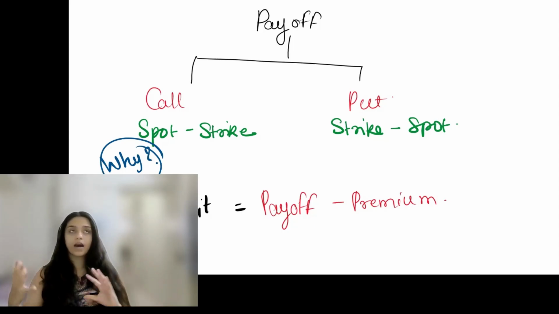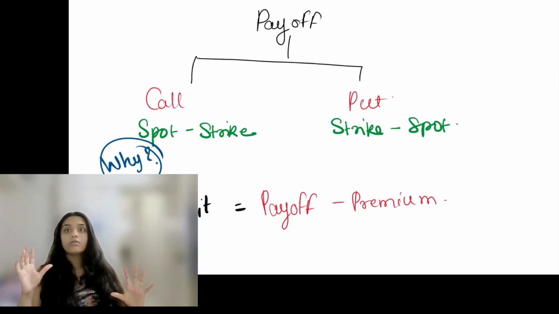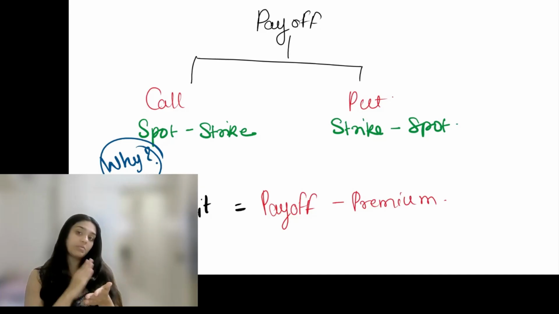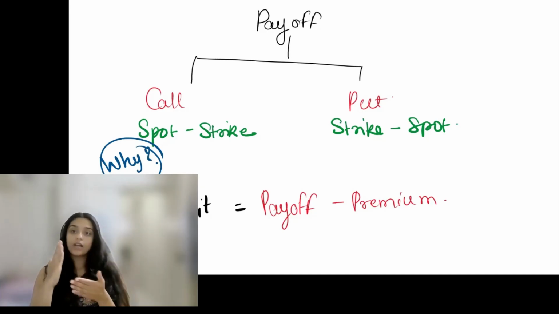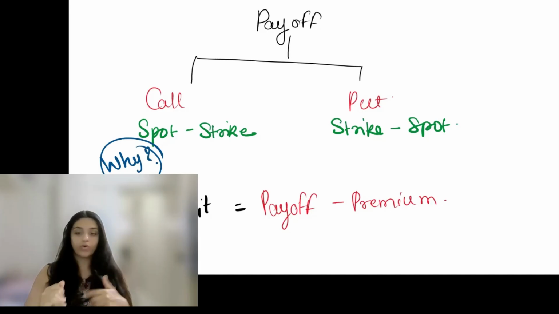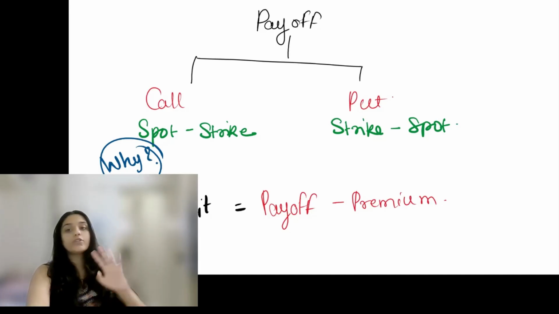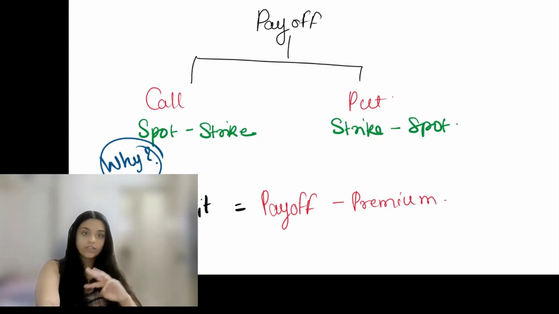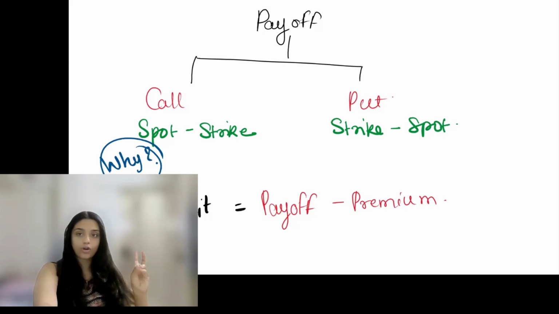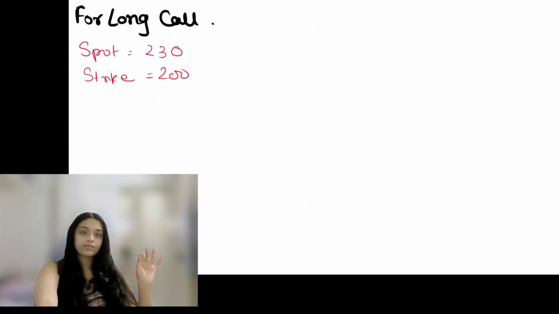Now, how is it all going to be calculated for long call and all? We learn now. So why is it spot minus strike for call and strike price minus spot price for put? Half of it you'll understand in my previous videos, and half of it you'll understand in this video. I'm basically going to take four sums. Two sums are for call and two sums are for put. In that only I'll teach you how to calculate for long call, short call, and long put, short put.